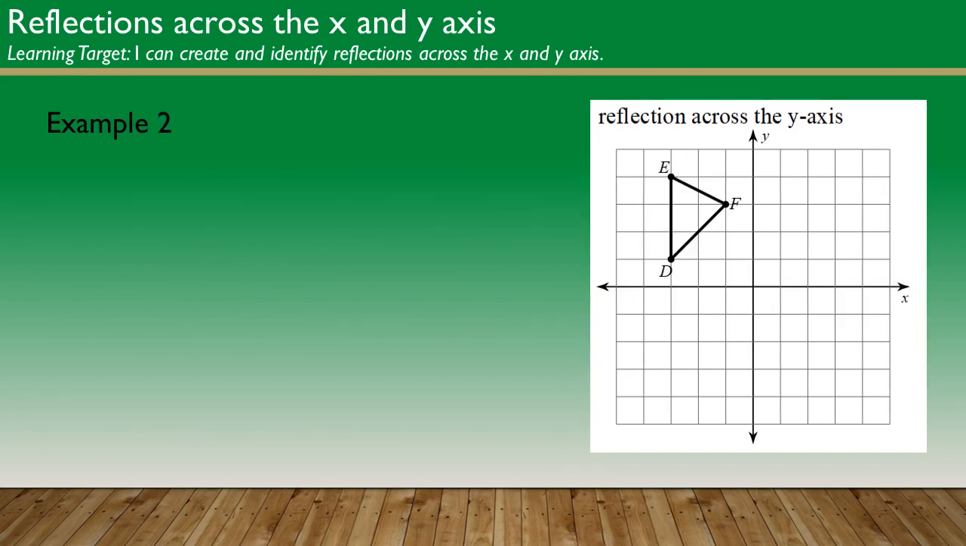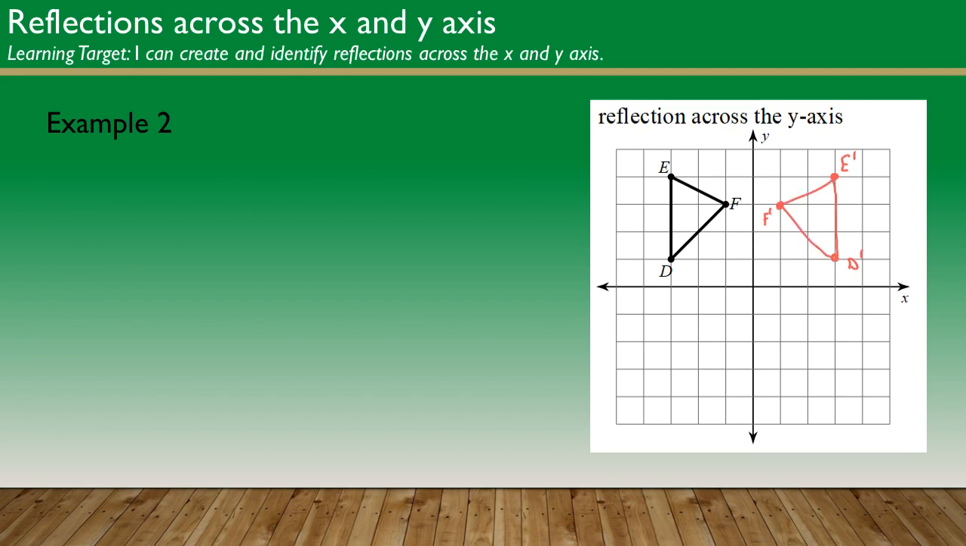Here's another example. We're going to reflect over the y-axis. We could actually do these just by looking at the axis. Notice that F is 1 unit away on this side, so F prime is going to be 1 unit away on that side. F prime will go here. E prime, if I reflect it over, is going to go over here. And D prime is going to be right here. So this creates my reflection.